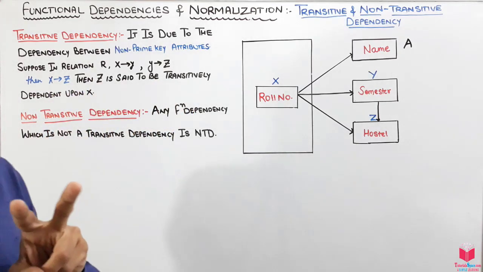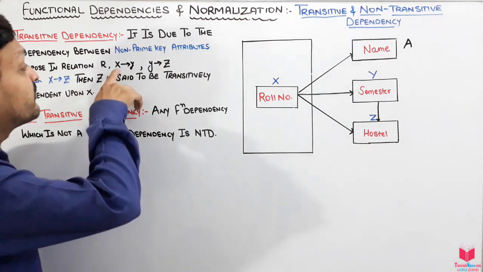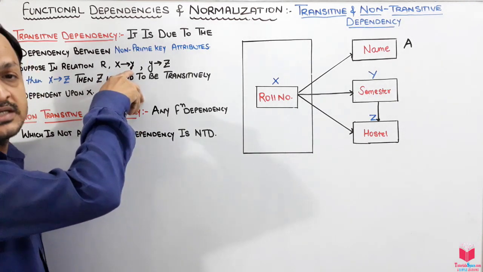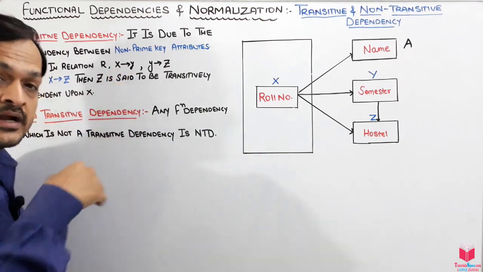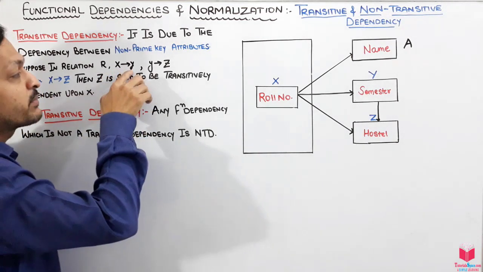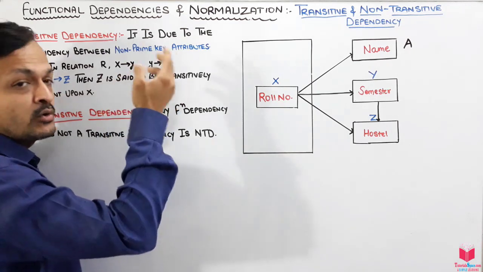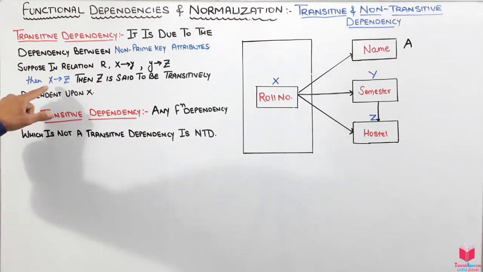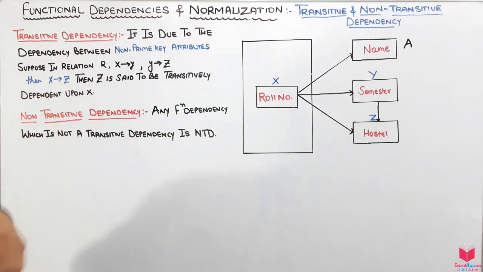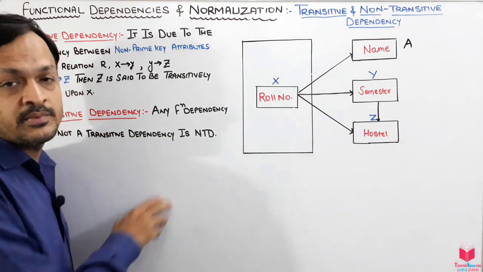So guys, there are two main things: one is a prime key and one is a non-prime key. There should be a functional dependency, and after that, from this non-prime key attribute to another non-prime key attribute there should be a functional dependency. Then we can say there is an X to Z dependency, that is a transitive dependency. And in non-transitive dependency, any functional dependency which is not a transitive dependency is a non-transitive dependency.